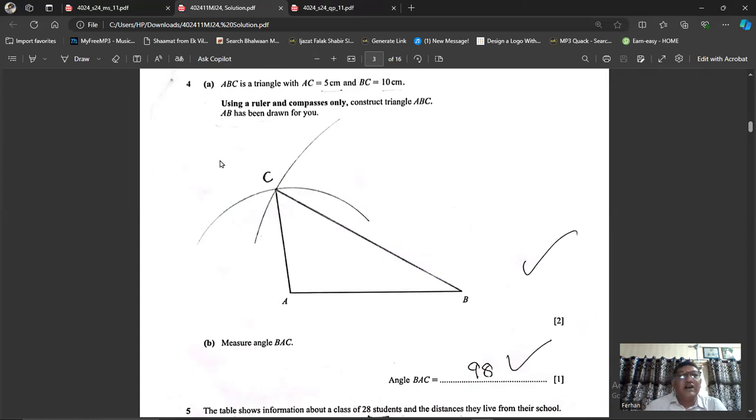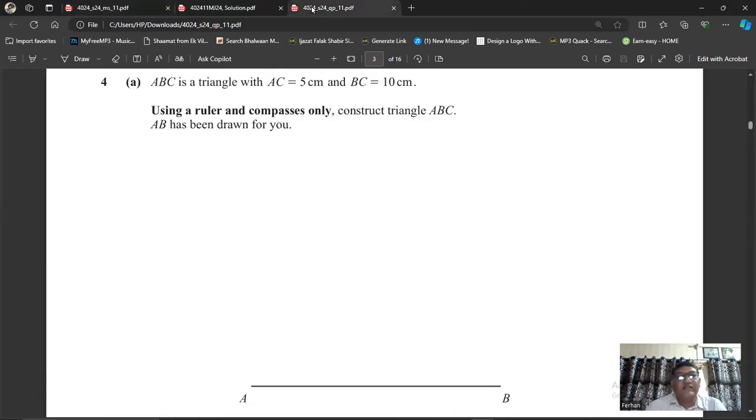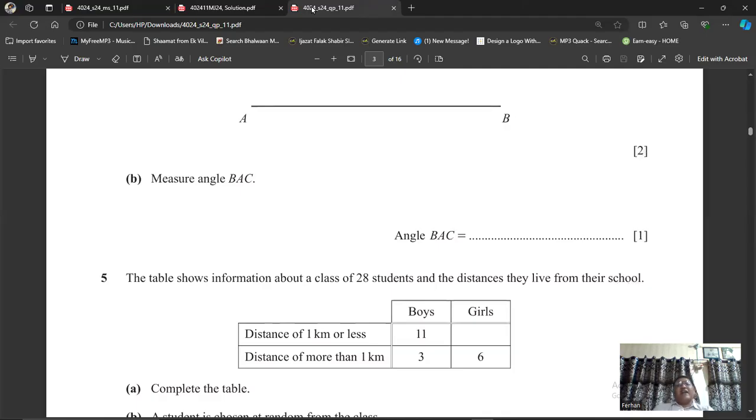So this is a 2 marks question. So let's have a look at the marking scheme. Okay, so you can see question number 4A part. Our answer is right. Then they asked us to find the measure the angle BAC.